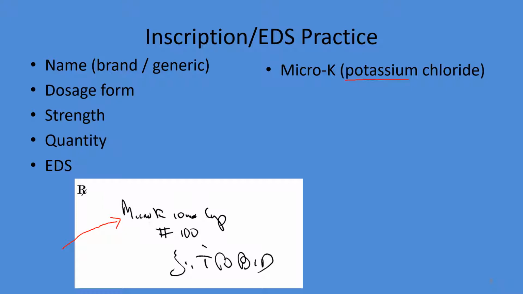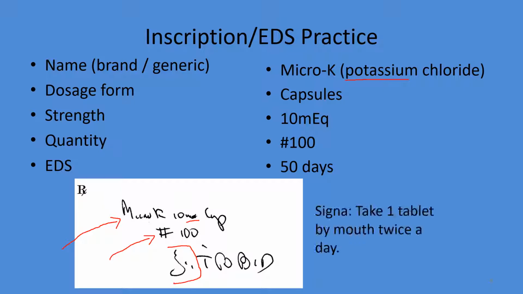So for potassium, we measure electrolytes in mEq, right? Milliequivalent. So it looks like an M, maybe milligram, but this is actually 10 mEq. Dosage form is capsules. We are going to give them pound 100. And this right here is just Sig and a colon, so you can just ignore it. Anything to the left of this, just ignore it. Just read from the 1 PO BID. So to decipher all 6 elements, we take 1 capsule by mouth twice a day.